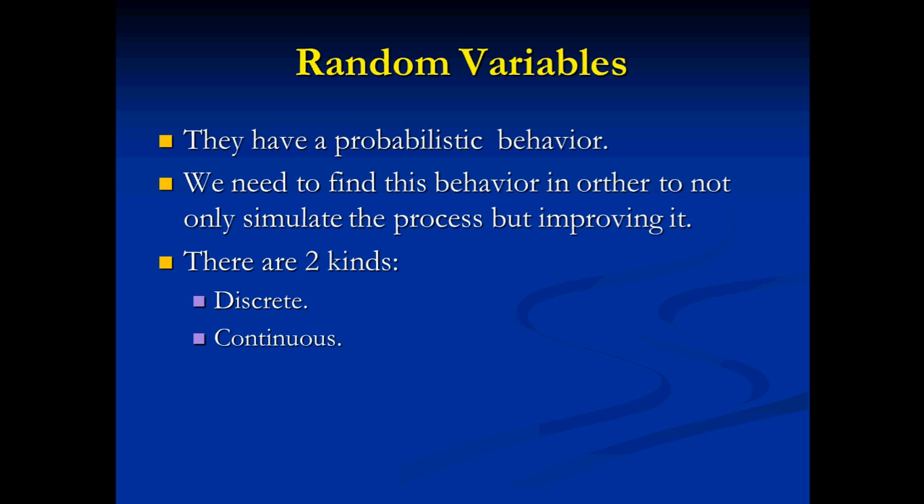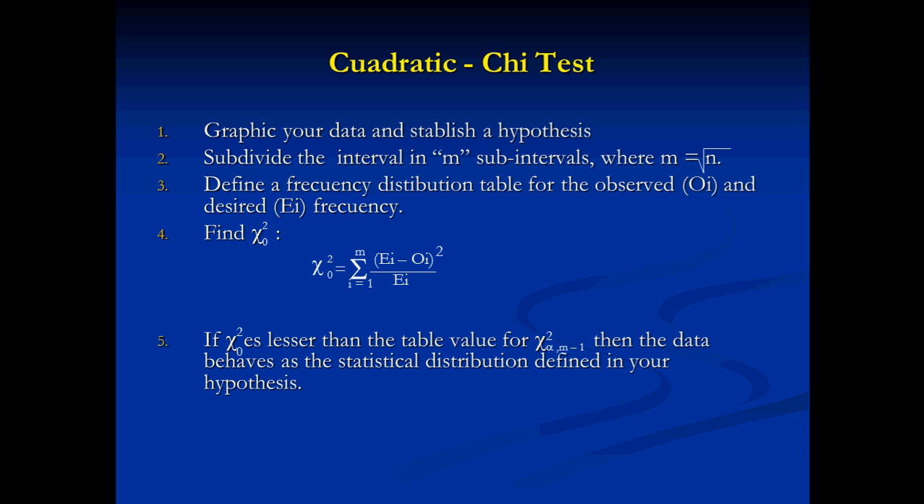I'm not going to stop to explain the discrete distribution and the continuous distribution, but Poisson is an example of a discrete distribution, and exponential, uniform, and normal distributions are continuous distributions. We're going to see only one test to find out what kind of probabilistic distribution a set of data has, and this data is now going to be a variable.